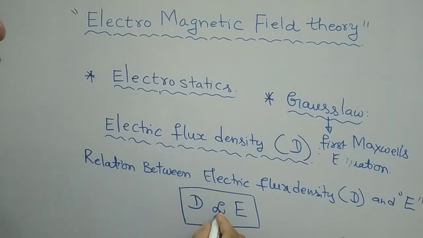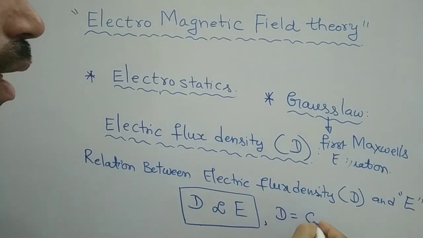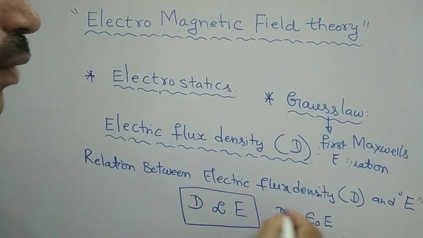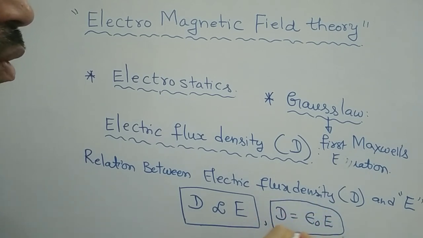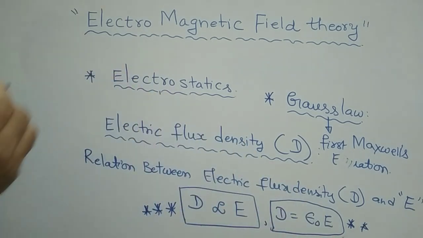And if you remove this proportionality, then one constant comes into the picture, that is D is equal to epsilon naught into E. This is the formula. D is equal to epsilon naught E. This is a very important relation. In fact, both are very important, right? What is epsilon naught? I already explained. This is free space permittivity, 8.854 into 10 power minus 12 Farads per meter. E is the electric field strength. D is the electric flux density.